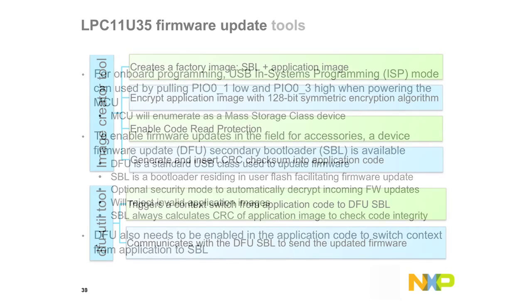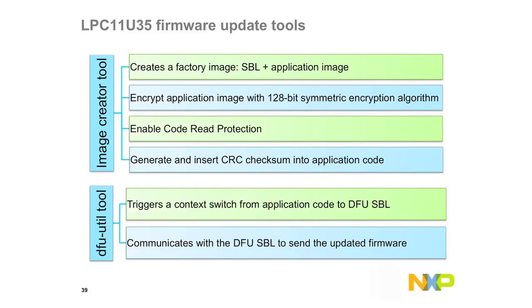And with this, in conjunction, you would use two host tools. The first is an image creator tool. This just takes in the new application binary, slaps on the SBL, merges it together, and outputs it as one binary. You can encrypt it with a 128-bit symmetric encryption algorithm. And like I said, it generates and inserts a CRC checksum. The other tool is a DFU utility. This is what actually triggers the context switch between the USB PD kernel and the secondary bootloader. And this is also the tool that communicates with the SBL to send in your firmware.